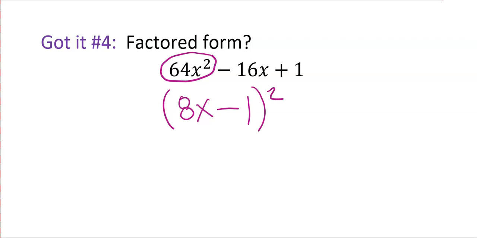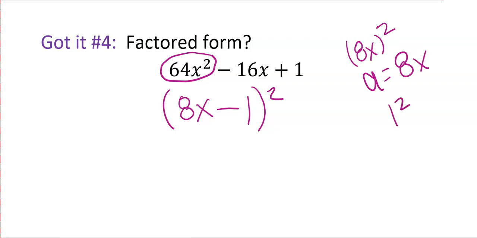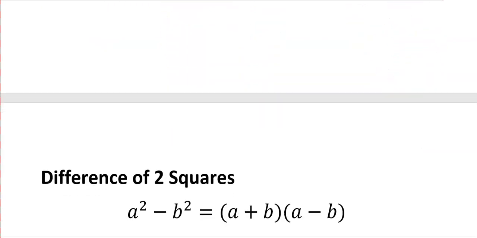So here I didn't write what a was. This time a would have looked like this. 8x squared, so a is 8x. 1 can be written as something squared, so b is 1. Okay, so if you want to assign them, you can. If you can do it without, that's fine. And of course, you can FOIL it back out.